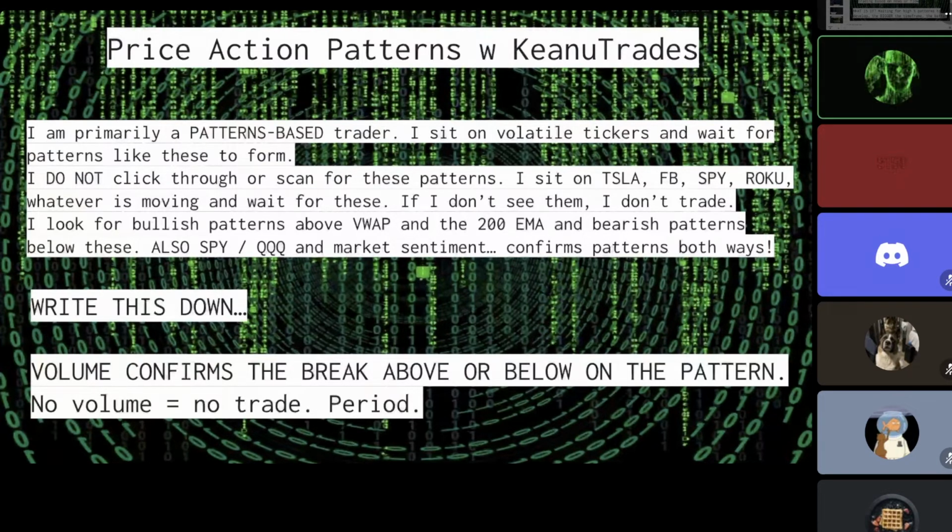Exactly. I love SPY. If you're new or don't know options, just erase your watch list and watch SPY. That would be my best advice, because it's a $1 spread. Now I look for bullish patterns above VWAP and the 200 EMA, and bearish patterns below them. And then, of course, like Champ was saying, the market sentiment has to be there.